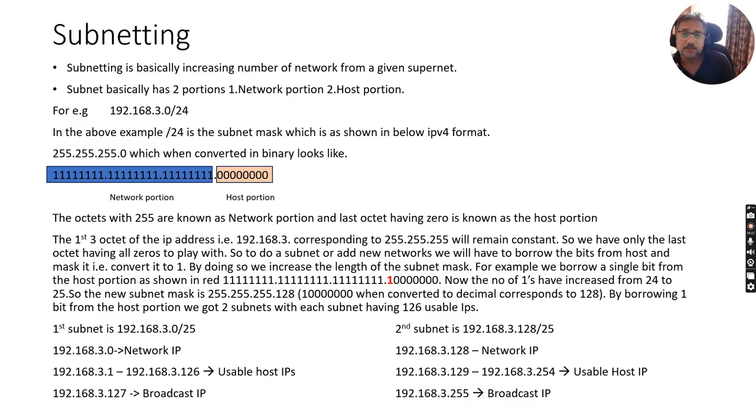But you were asked to create 2 subnets. How did you create 2 subnets? You borrowed 1 bit from the host portion. So 2 raised to the number of bits borrowed from the host portion. Here it is 1, so 2 raised to 1 is equal to 2 subnets. How many hosts per subnet? 2 raised to the number of host bits, 2 raised to 7, which is equal to 128. But we have to subtract 2 from that to find the number of usable hosts, which will be 126. So this is how it is.